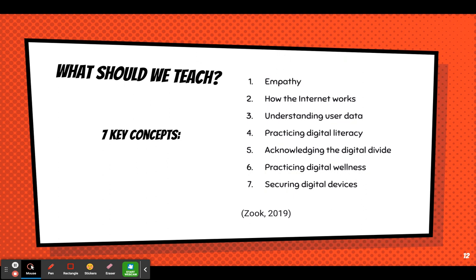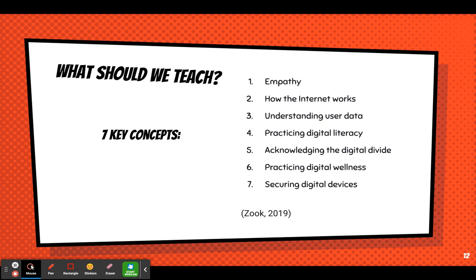Zook in 2019 recommends that when we teach digital citizenship, we look at these 7 key concepts. Empathy is really the starting point. It's very crucial to understanding what is seen and heard on the internet, because a lot of what our students see is text based and they can't discern or make judgments on how that is presented to them because it's not communicated verbally. We need to teach our students how the internet works.